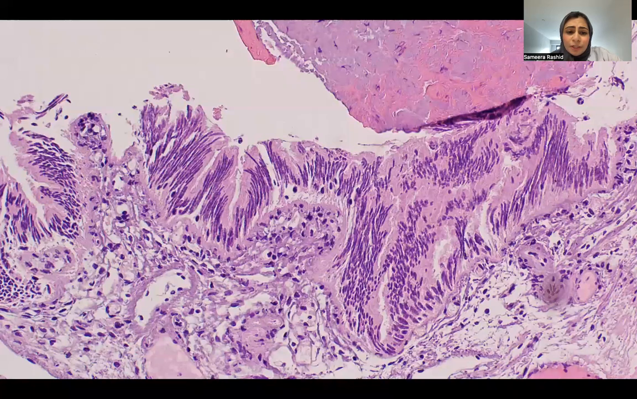Another benign mimicker of intraepithelial carcinoma is the cautery effect, so common in surgical specimens.